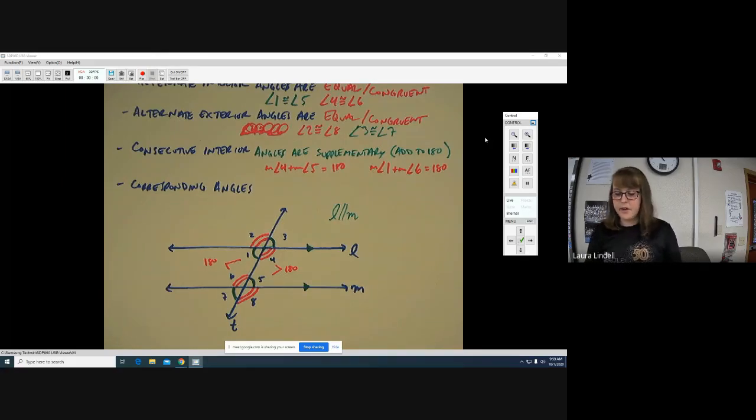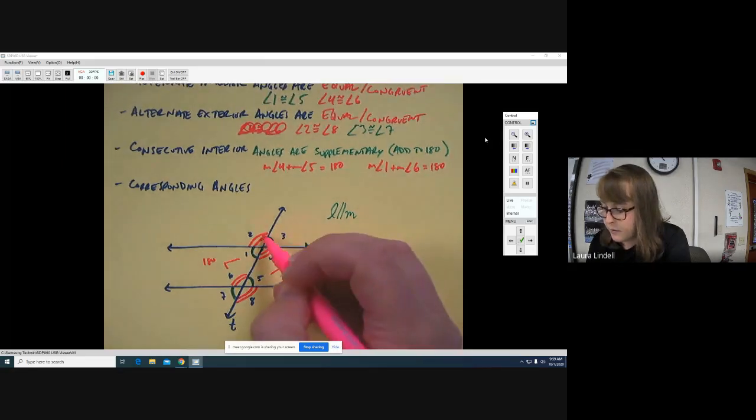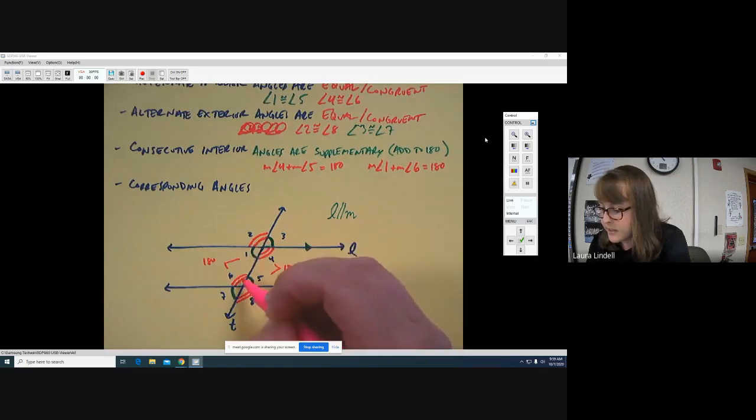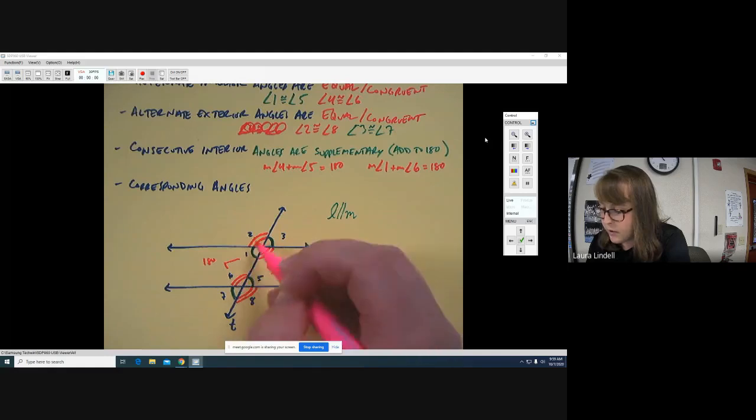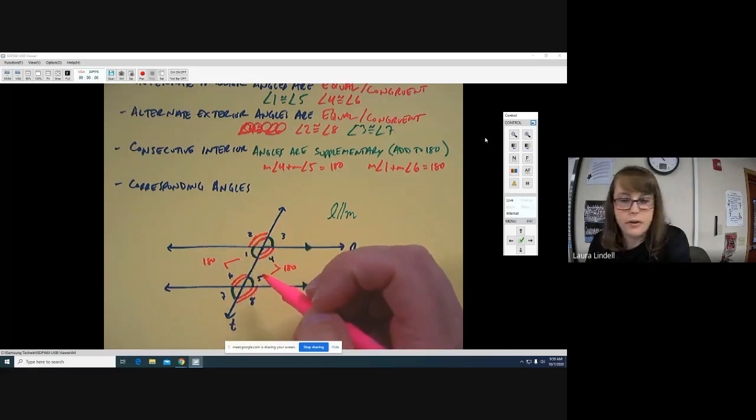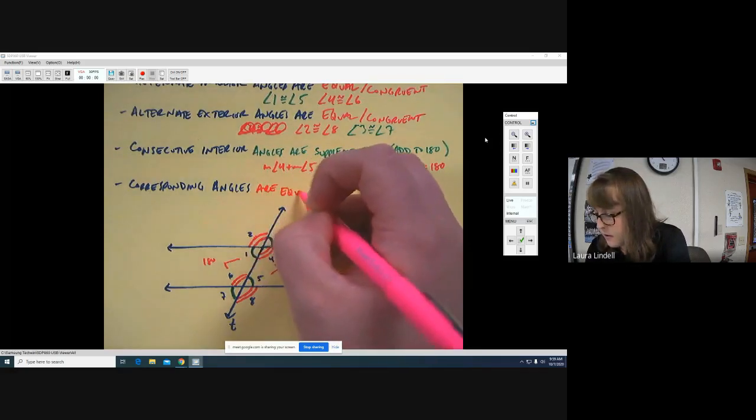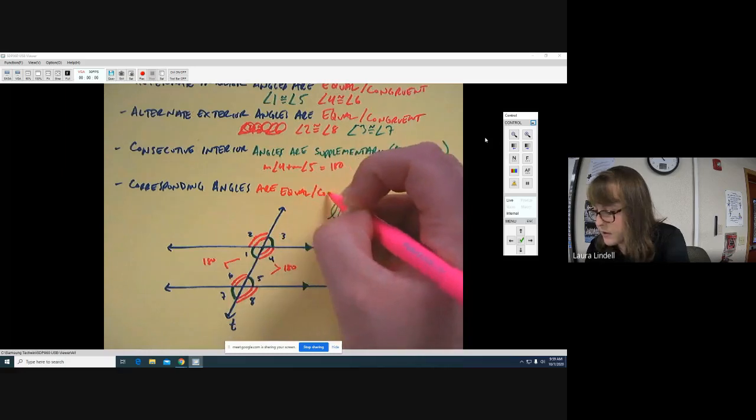So then the last convenient thing that we have happen is with corresponding angles. Now, corresponding angles, remember, those were those ones that were like the same spot within their group of 4. So like angle 2 is the top left corner of this group of 4, and angle 6 is the top left corner of this group of 4. So angle 2 and 6 were corresponding. And it just so happens that corresponding angles are also equal. Or congruent.